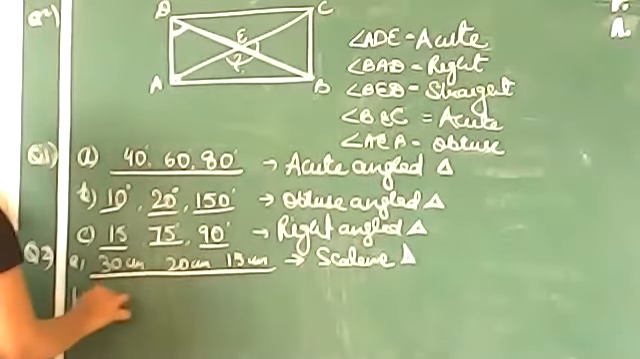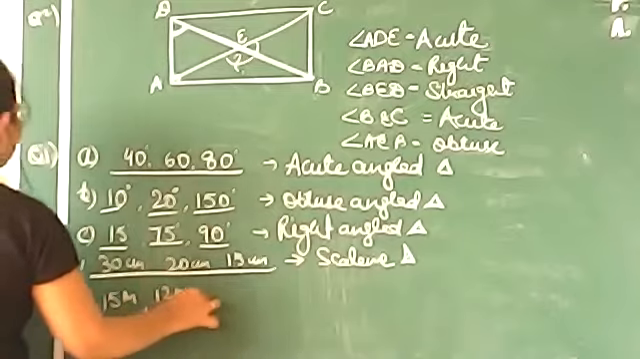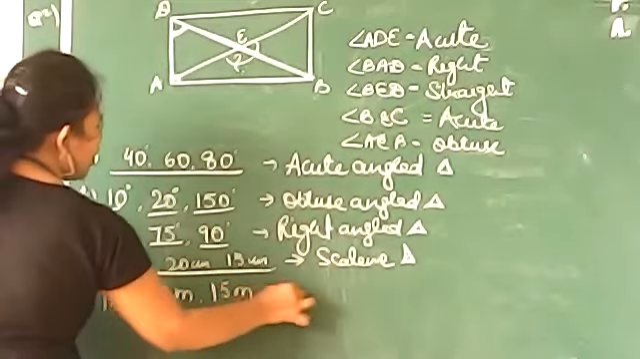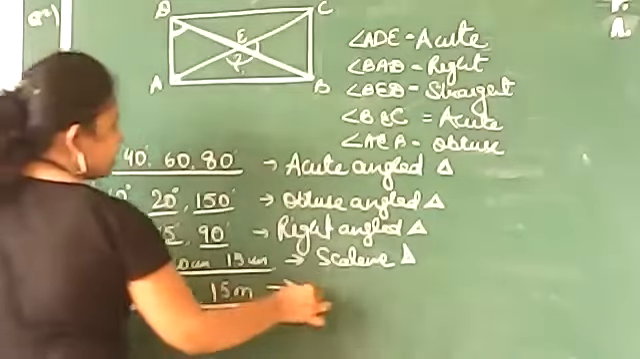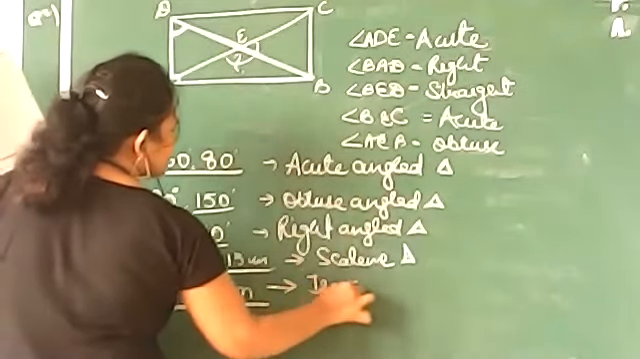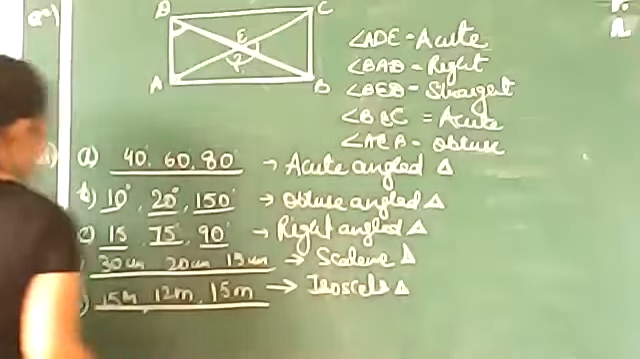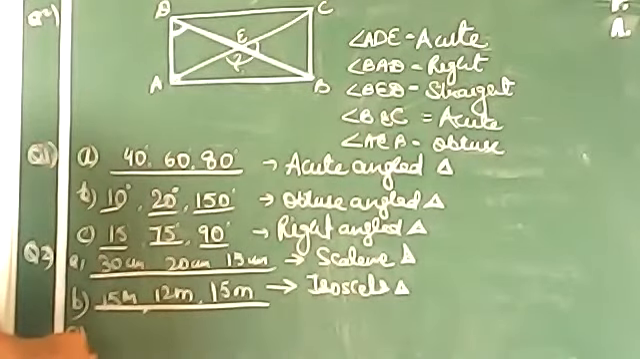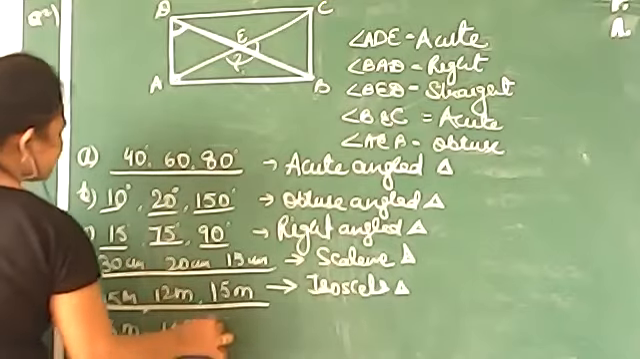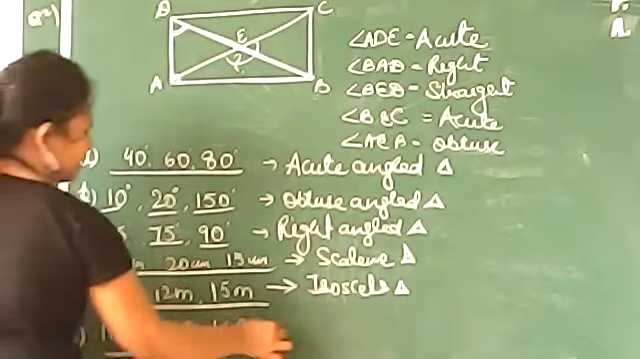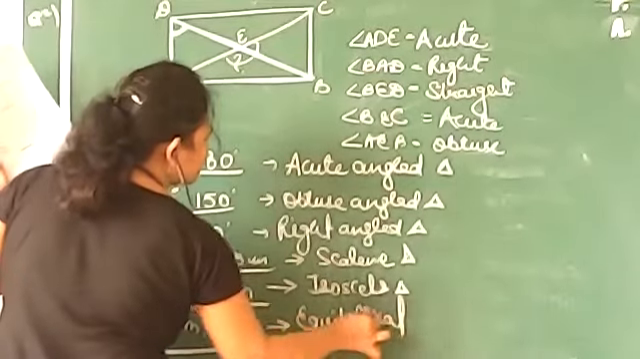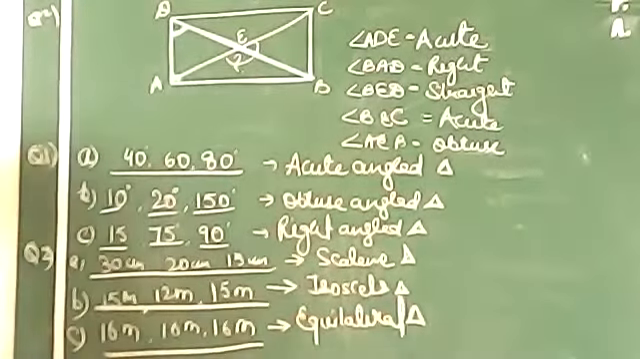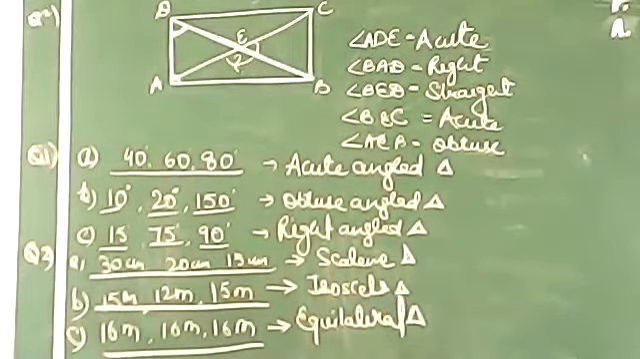Second one is 15, 12, again 15. All 3 are not same. Only 2 are same. We call it isosceles. Now last condition, 16 meter, 16 meter, 16 meter. All three are same. Equilateral triangle. Okay, so this is all about question number 2.